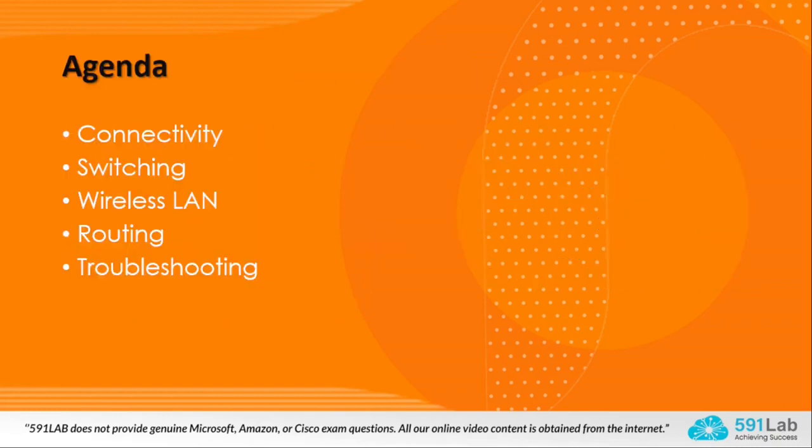Today we will be covering a few topics such as connectivity, switching, wireless LAN, routing and troubleshooting from the Aruba Certified Associate Campus Access exam objectives. Let me briefly go through each one of them. Under connectivity, topics related to networking architectures and technologies and how to deploy the network infrastructure are included.